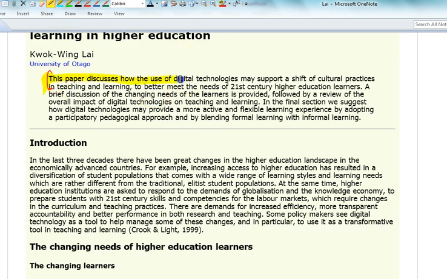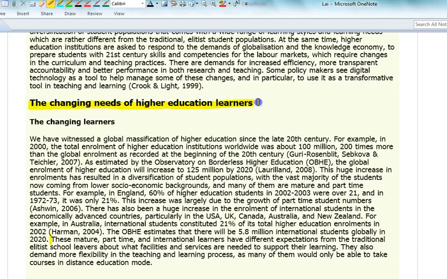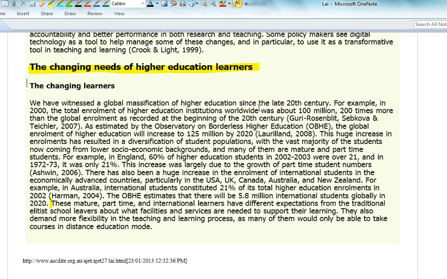So the paper discusses how the use of digital technologies may support a shift of cultural practices in teaching and learning to better meet the needs of 21st century higher education learners. Now, even though they're talking about higher education learners here, I believe it also does apply to secondary school. The changing needs of higher education learners. Okay, down here, these mature part-time and international learners have different expectations from the traditional school leavers about what is needed throughout their learning, and again I believe that does apply to schools as well.